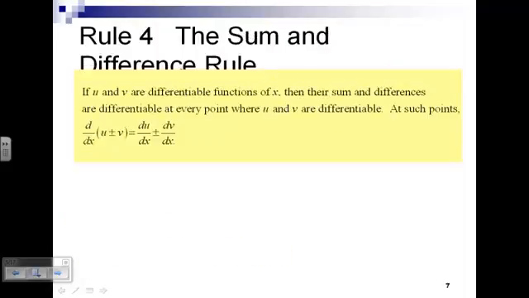The sum and the difference rule. Remember I said a, b, and c are constants. U is a function of x. V is also a function of x. This is saying I'm taking the derivative of the sum or the difference of two functions of x.